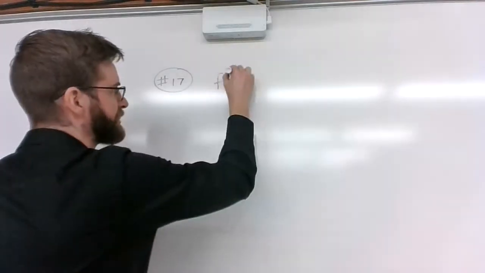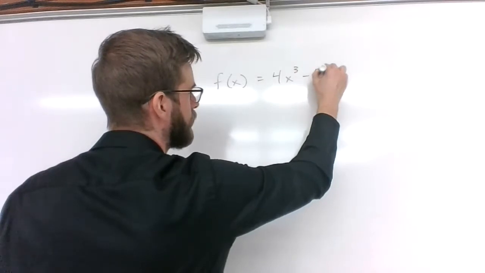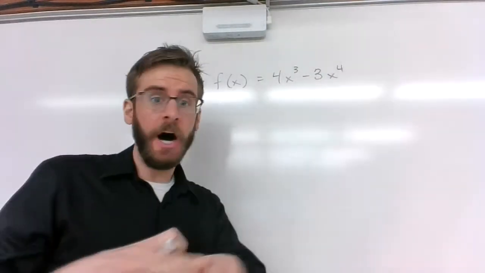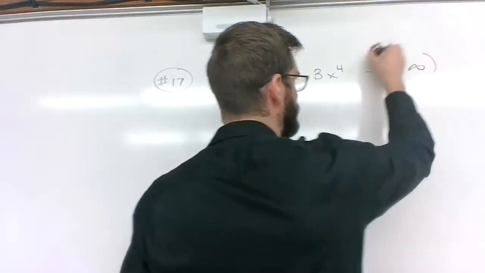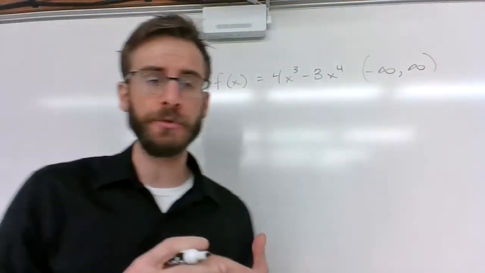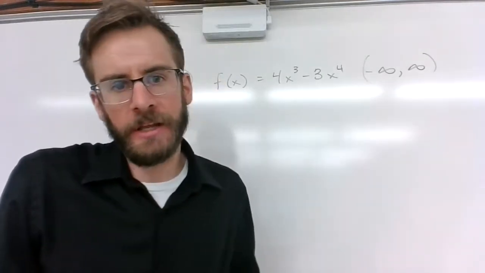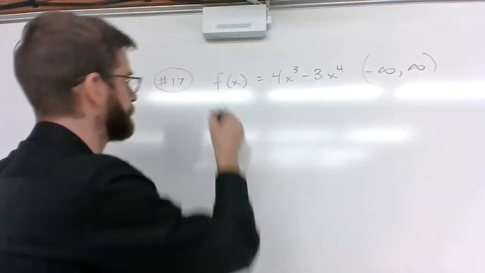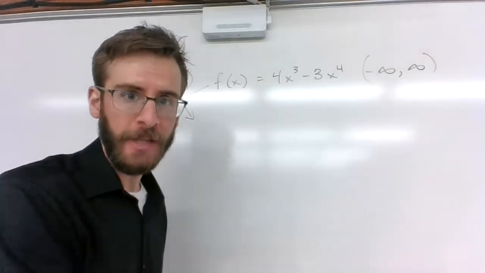You've got f of x equals 4x cubed minus 3x to the 4th power. I think that's what it is. And we're saying it's unbounded. What is the absolute max and absolute min when there are absolutely no boundaries at all? Well, we can first try for a relative max or min value. The critical numbers are still potential candidates.